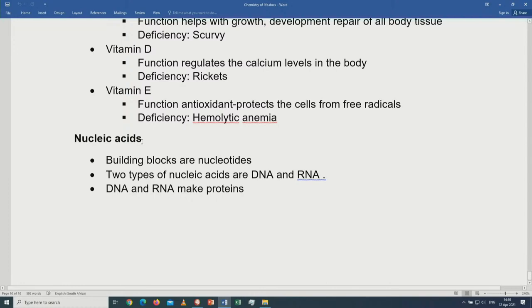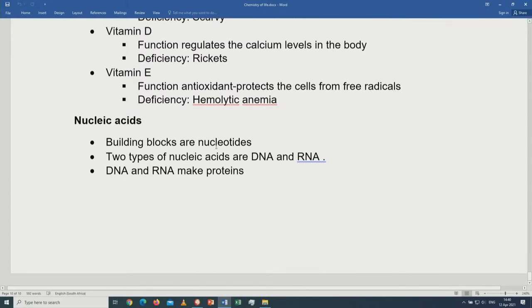So last but not least, we have the nucleic acids. They are the building blocks of the nucleotides. We have two types, DNA and RNA. DNA and RNA make the proteins.